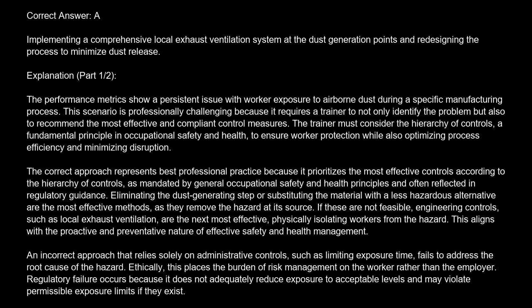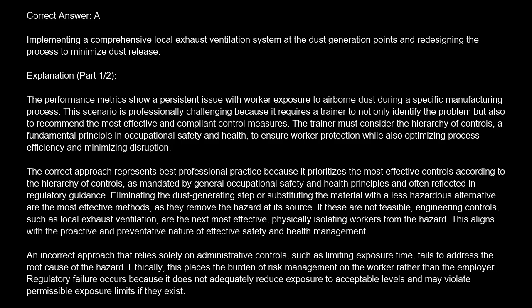Implementing a comprehensive local exhaust ventilation system at the dust generation points, and redesigning the process to minimize dust release. Explanation: the performance metrics show a persistent issue with worker exposure to airborne dust during a specific manufacturing process. This scenario is professionally challenging because it requires a trainer to not only identify the problem, but also to recommend the most effective and compliant control measures. The trainer must consider the hierarchy of controls, a fundamental principle in occupational safety and health, to ensure worker protection while also optimizing process efficiency and minimizing disruption.